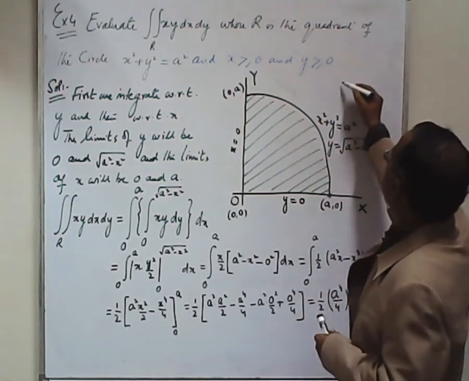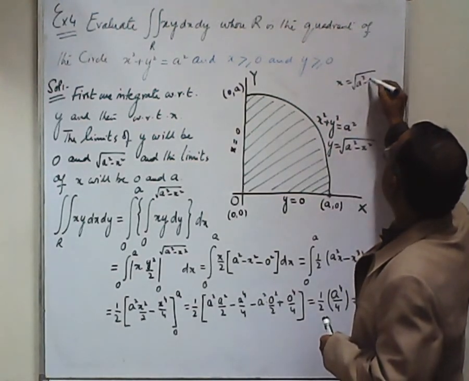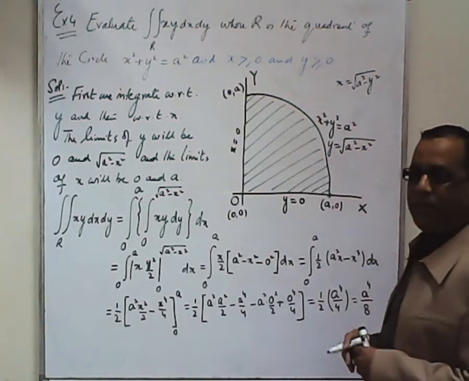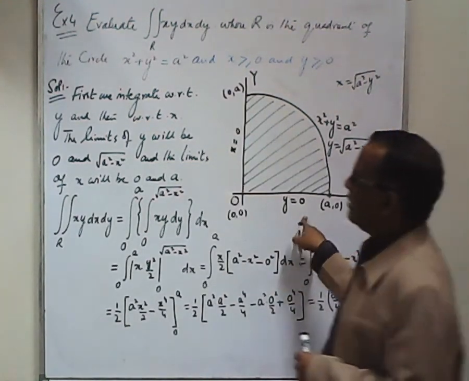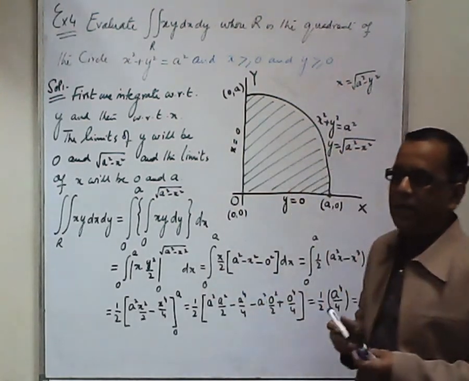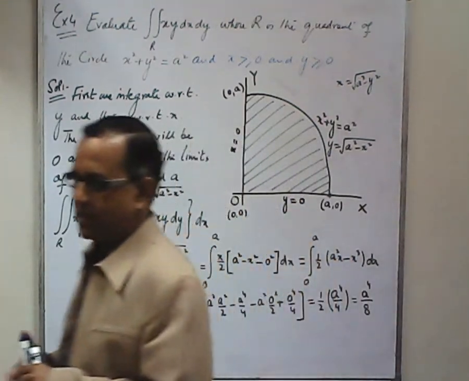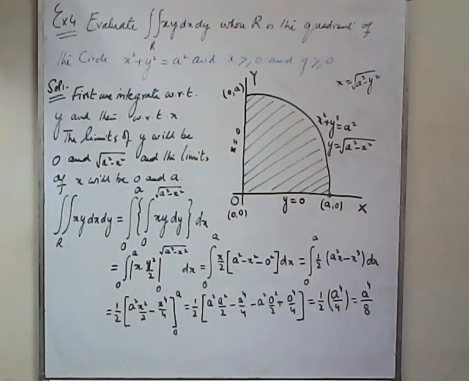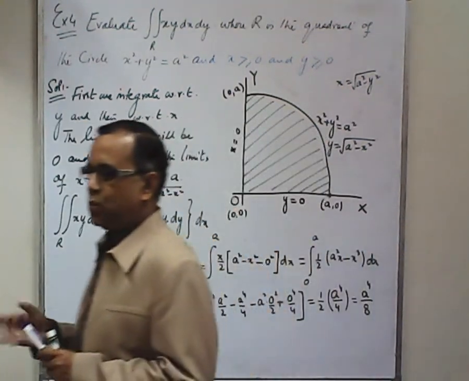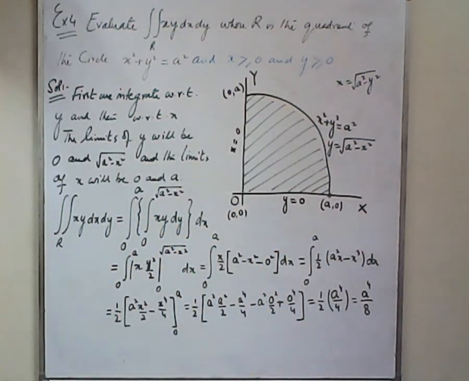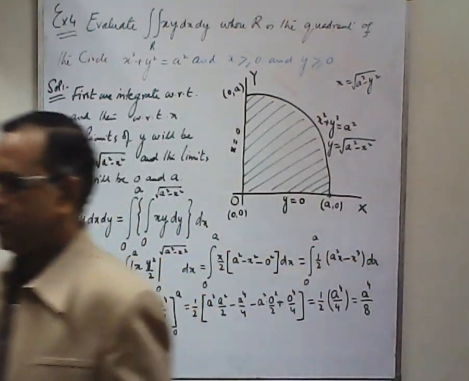Instead of x square, I will get the value of x from here, so it will be a square minus y square. And then the limits of y will be 0 to a. And you will see that you have the identical answer. So you need to do the same example by switching the order of integration. So let's move on to another example.